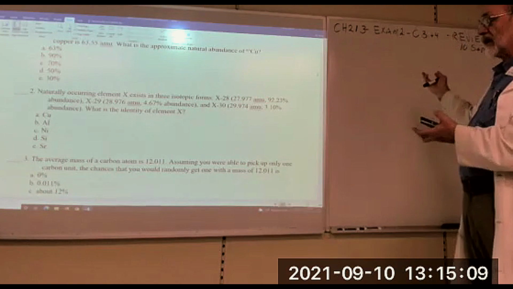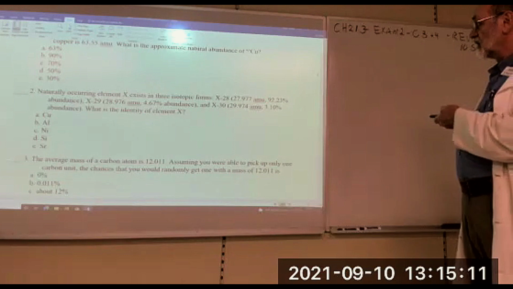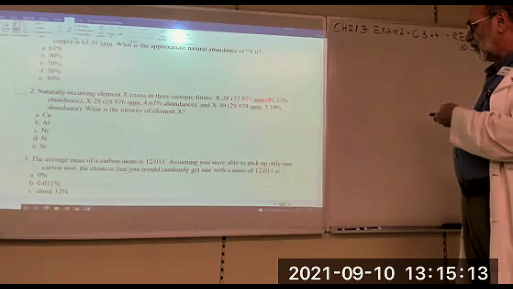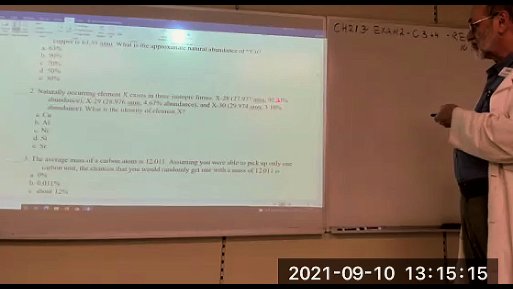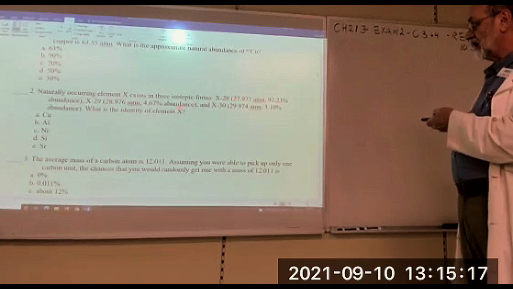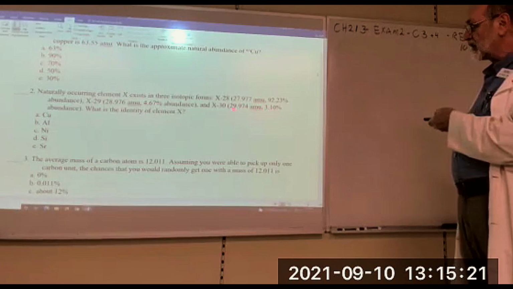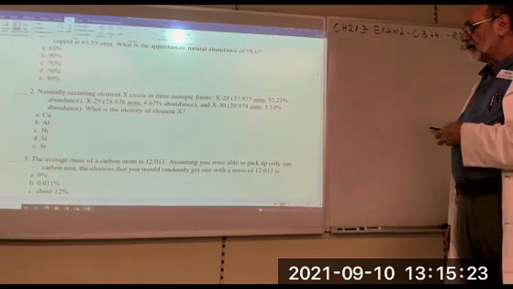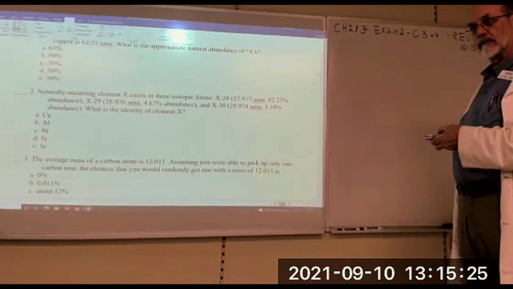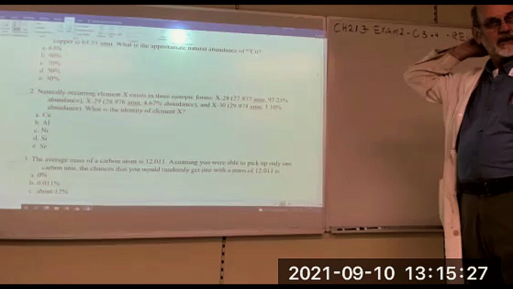Now we could do the calculation. Just weighted average, right? 0.9223 times this one, and then 0.0467 times that one, and 0.0310 times that one, and add them together, and we probably come out with that. Okay.